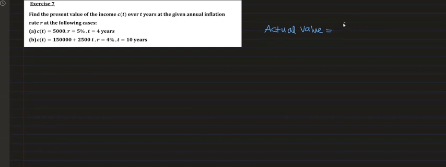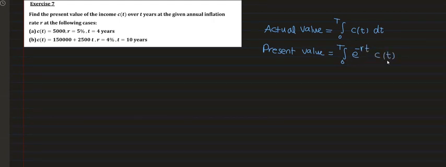So the actual value will be directly the integration or the accumulation of the income function over the period of time. This doesn't take into account any inflation rate. But if we want the present value, for example, after 10 years or 15 years, or any term of years, this one would include the inflation rate. So it will have this exponential multiplied with the income function, and we will do that integration.